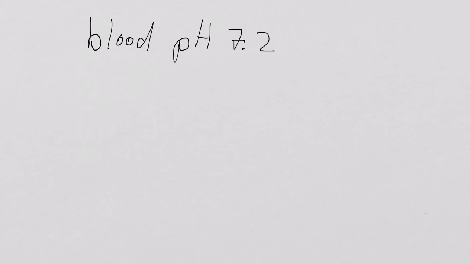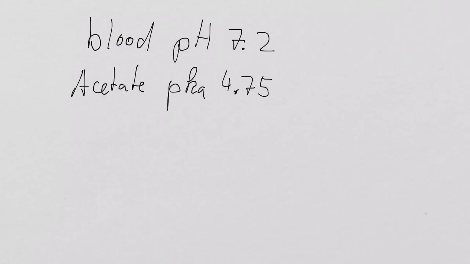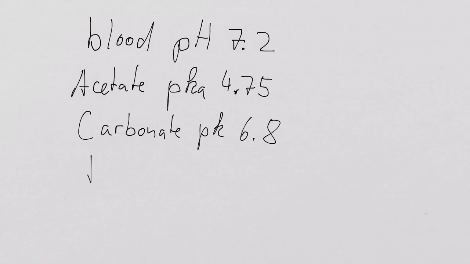We have different buffer systems available. We might have an acetate buffer. Here the pKa is 4.75. We have a carbonate buffer, and the pKa for that is 6.8. And we have a phosphate buffer. pKa is 7.21.